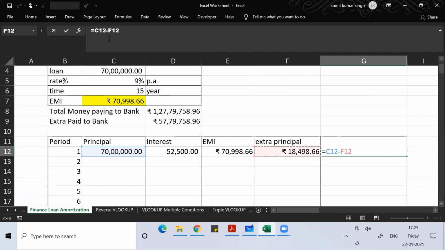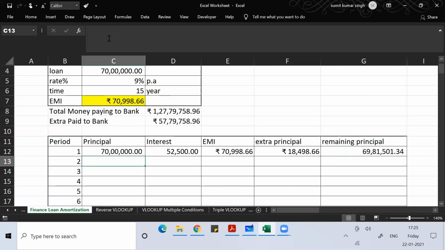I hope you're getting the logic. Why are we paying extra? So that we can reduce our principal, so that at the end of the 180 periods my principal should get reduced. So this will become the principal for the second period.